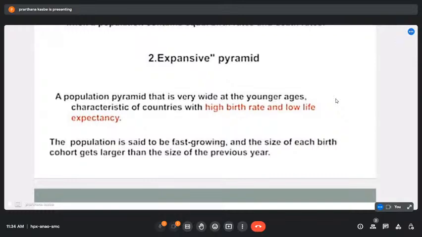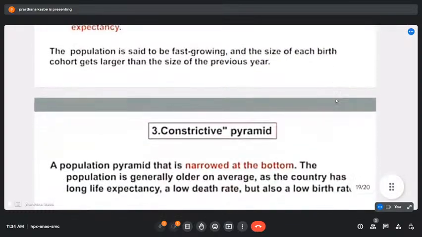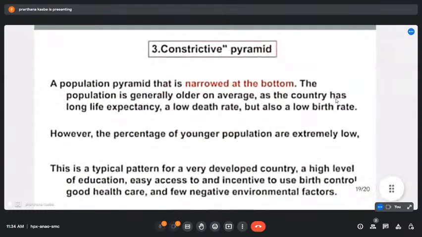The constructive pyramid. Constructive pyramid is narrowed at the bottom and wide at the top. That is the constructive pyramid.